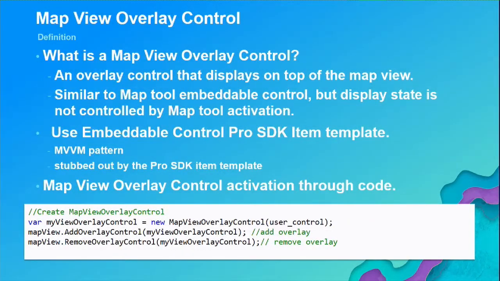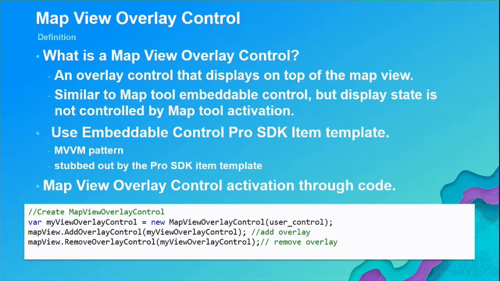Here is the map view overlay control. This is a new pattern that was introduced in 2.1. So the map view overlay control is very similar to the embeddable control, but the display of the map view control is not dependent upon the map tool activation. You display a map view overlay control with code. You can see the code over here in this slide at the bottom.